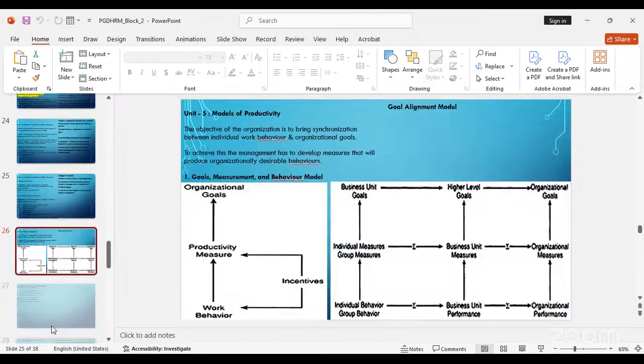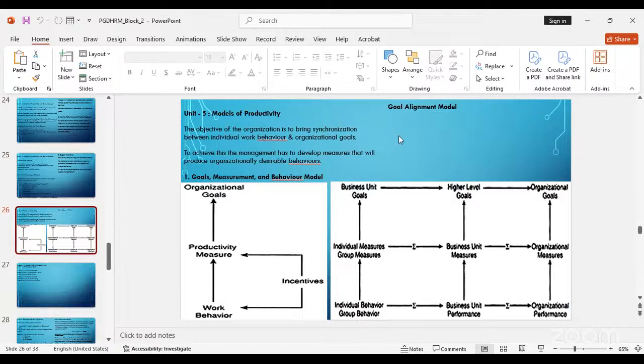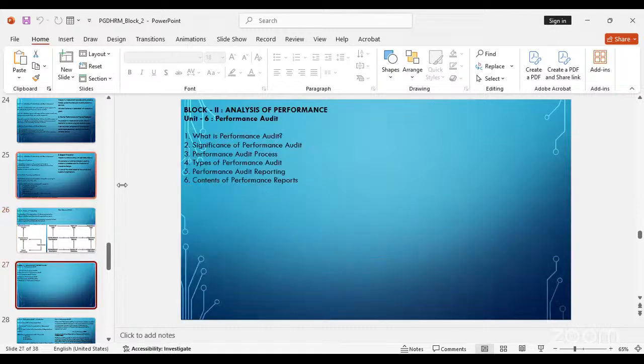Okay. Now, this is the model for productivity. Goal measurement, behavioral model. It is there in your material. You can have a look and understand it very easily.